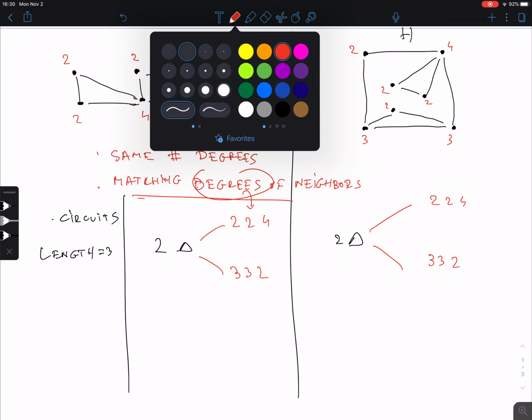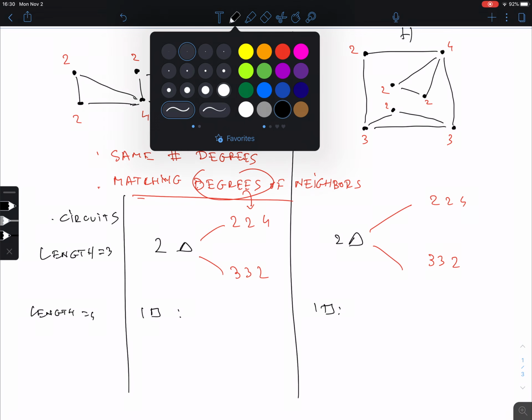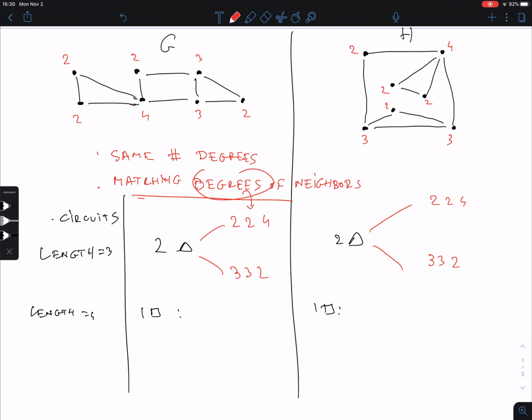Let's look perhaps at length 4. I see 1 square, and I think that's the only square. There's 1 square, and in here we also have the outer square, there's 1 square. Okay, and so again, what are the degrees in this square? That is 2, 3, 3, 4, and the degrees here are 2, 4, 3, 3.